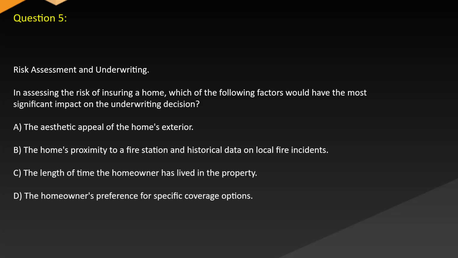Question 5. Risk assessment and underwriting. In assessing the risk of insuring a home, which of the following factors would have the most significant impact on the underwriting decision? A. The aesthetic appeal of the home's exterior. B. The home's proximity to a fire station and historical data on local fire incidents. C. The length of time the homeowner has lived in the property. D. The homeowner's preference for specific coverage options.